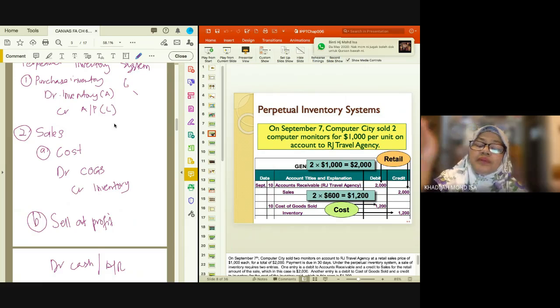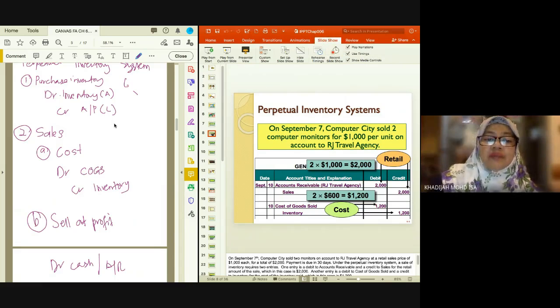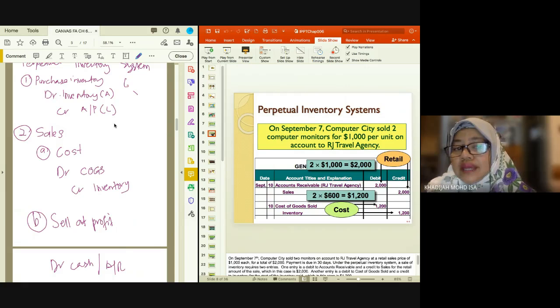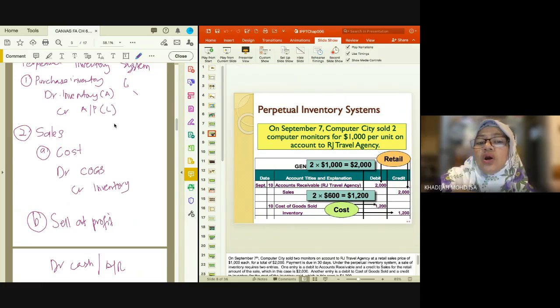Because when you sell, it is called cost of goods sold. So you must record the cost of the goods that you sell. In this case, how much is the cost? 600 per unit and you sell 2 units. That's why you debit your cost of goods sold account, COGS, 1,200, and credit inventory.